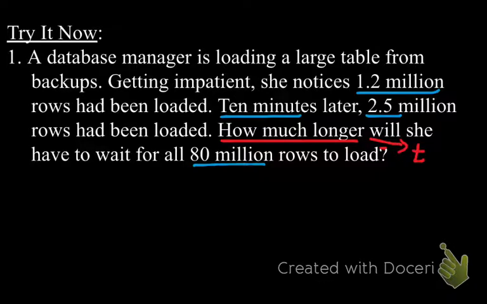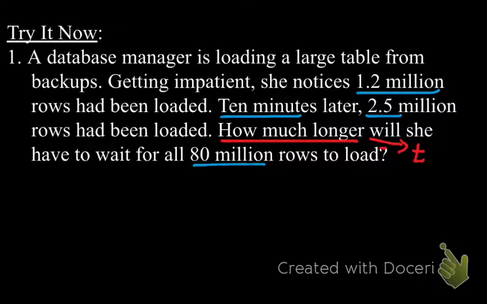So t is the number of minutes that she's going to have to wait more than what she's already waited. Now this one is a little bit trickier because they didn't just give us an amount at the start and they didn't give us some other stuff. But what we do know is we kind of have two ordered pairs here, and we learned in our last couple of lessons how to take two ordered pairs and turn them into an equation.